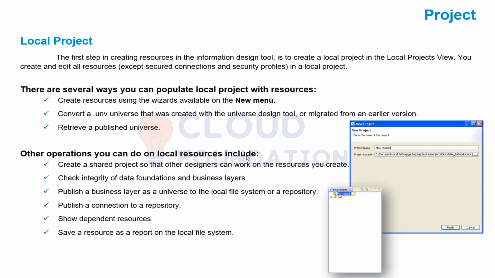So one other operation you can do on local resources includes right clicking on the connection, then you can publish that connection to a repository. If the connection is already made, you can just right click on it and publish to repository. We can show dependent resources, like what are all dependent on each other. We can publish the business layer as a universe to the local file system or repository. We can check the integrity of the data foundation and business layer. So everything we can do by right clicking in the local project, going to a particular resource, right clicking and doing the action.